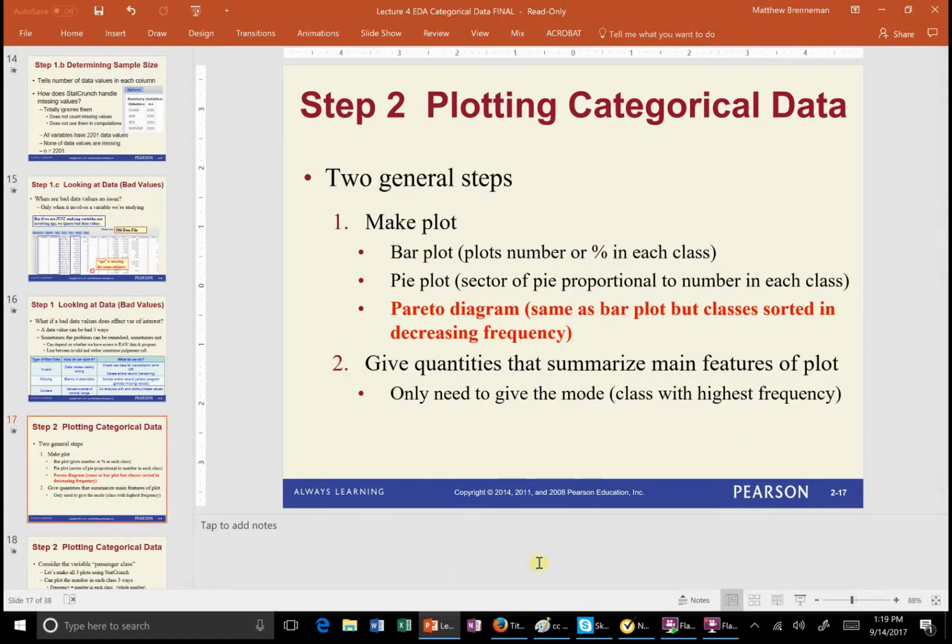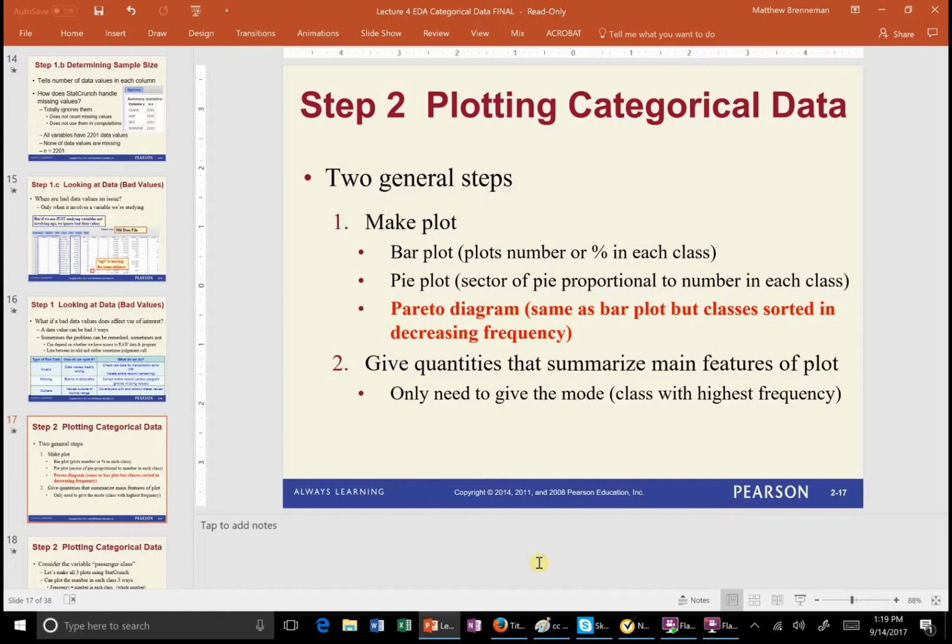Okay, so we want to get the categorical variables. We want to plot them. And essentially, there's only two things we do. We make the plot, and then we give some quantity that's going to summarize it, which is the mode. The thing about categoricals, there's 3 different ways we can plot it. Categorical is very easy. We can only do one thing. We can count the number in each class, and that's it. There's nothing more we can do.